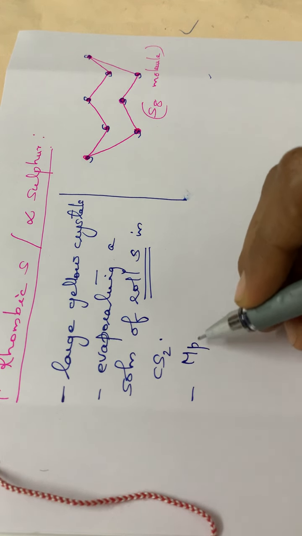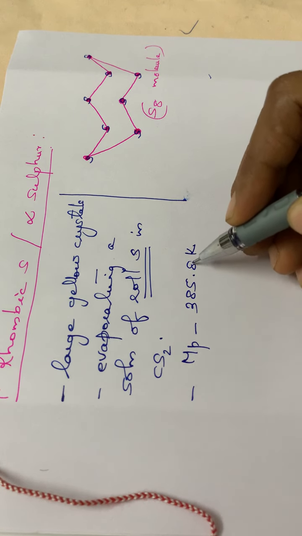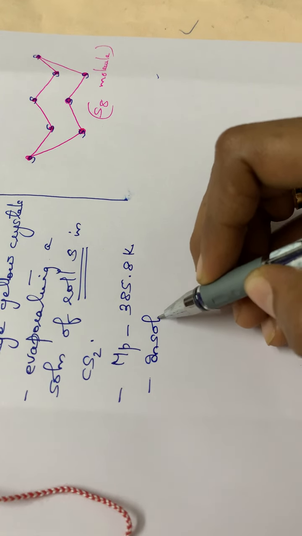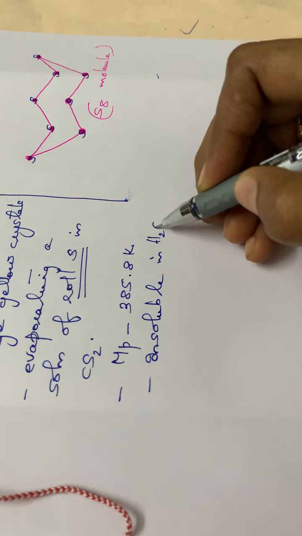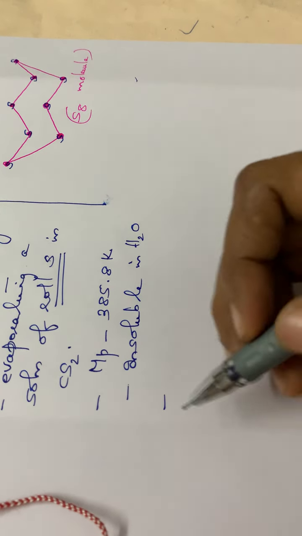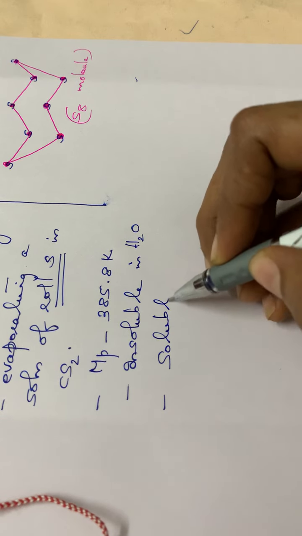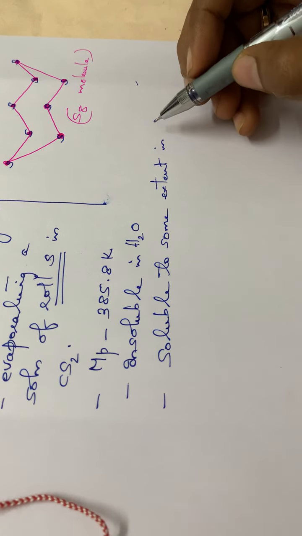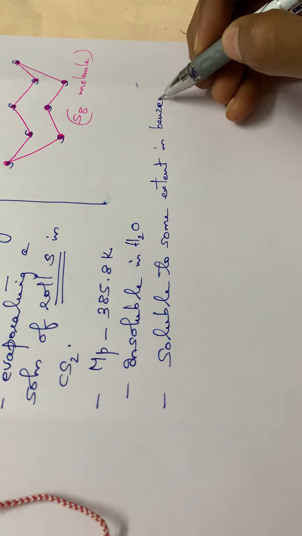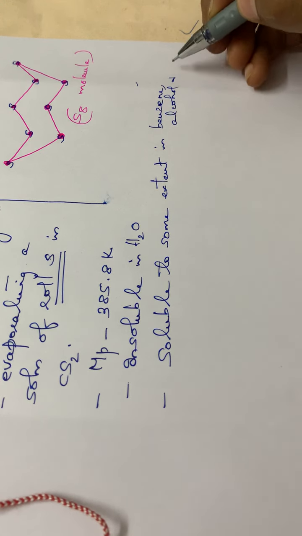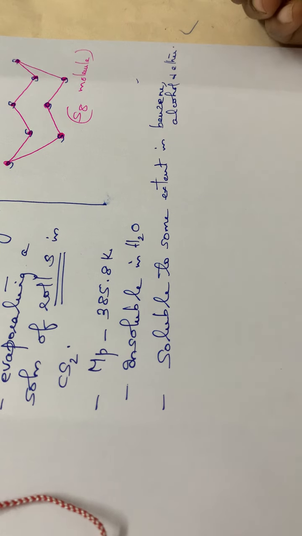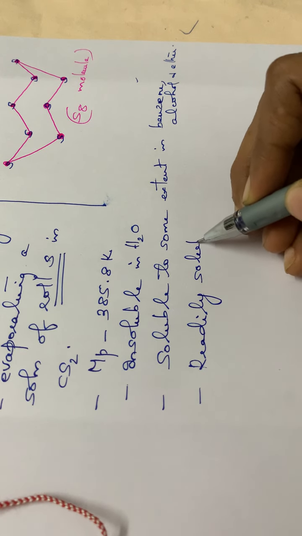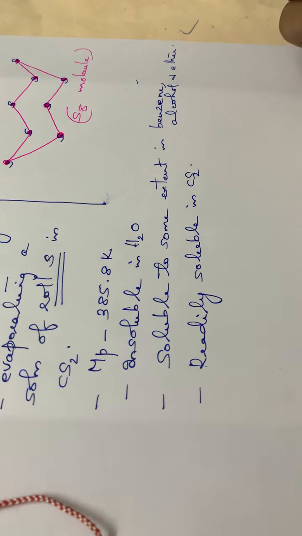Its melting point is about 385.8 Kelvin. It is insoluble in water. It is soluble to some extent in benzene, alcohol and ether. It is readily soluble in CS2, carbon disulfide.